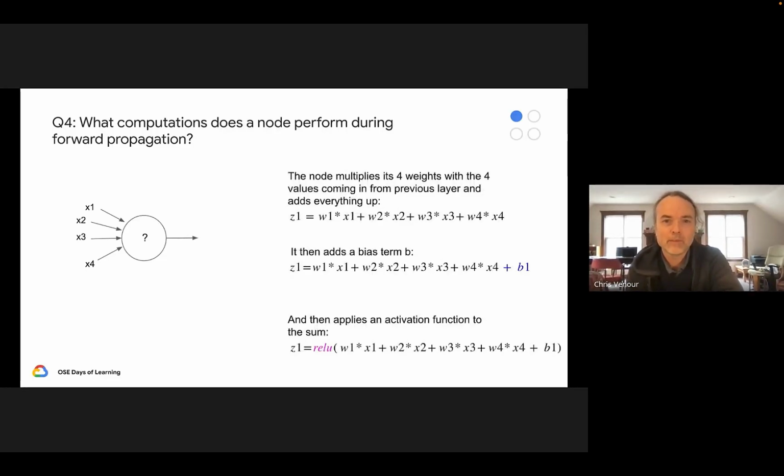So the answer is the node multiplies each of the inputs from the previous layer with its set of weights. It then adds up all those multiplications, adds the bias term, and then applies an activation function to the sum. And then that node, remember, just outputs a single number to all the nodes in the next layer.